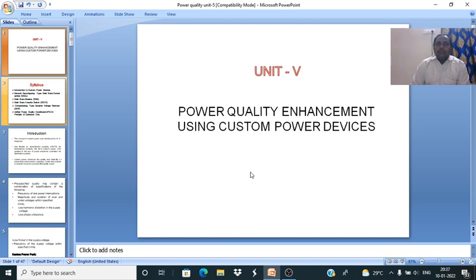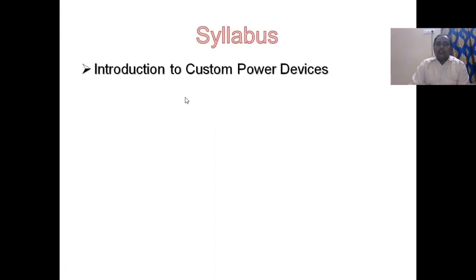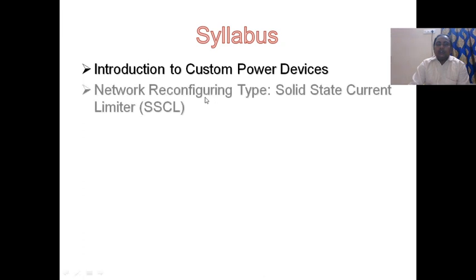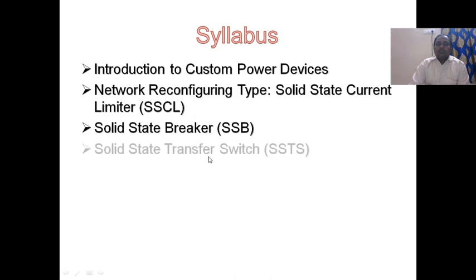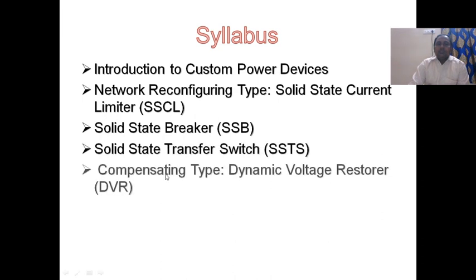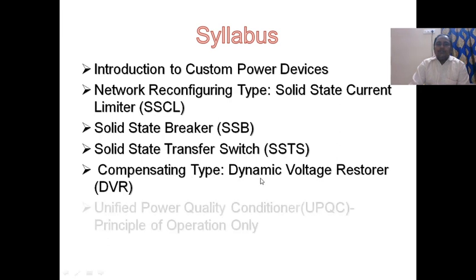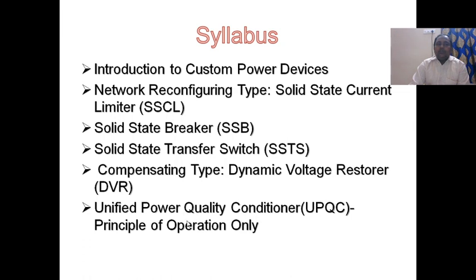Now we discuss Unit 5, Power Quality Enhancement using Custom Power Devices, which is called CPD. The Unit 5 contains Introduction to Custom Power Devices, Network Reconfigurating Type, Solid State Current Limiter, Solid State Breaker, Solid State Transfer Switch, Compensating Type Dynamic Voltage Restorer, Unified Power Quality Conditioner, only principle of operation.